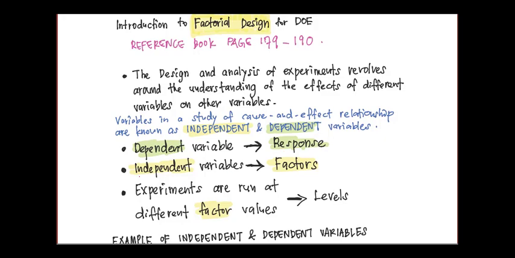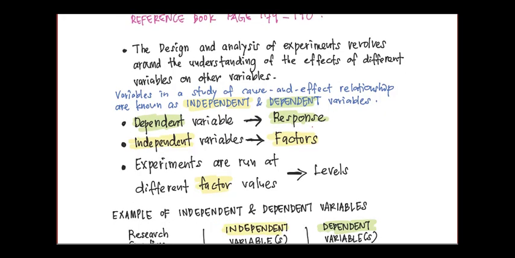On the other hand, we have independent variables or factors, which we are interested to see their effects on responses or dependent variables. This is actually very important. From now on, we have dependent variables or responses, and also independent variables or factors. The factors, as I mentioned earlier, are the variables which are under our control, and we can set different values for these factors.